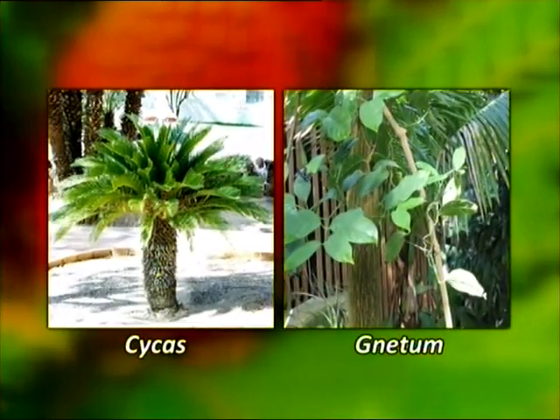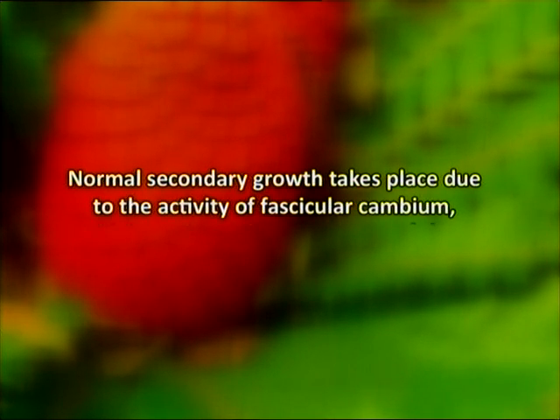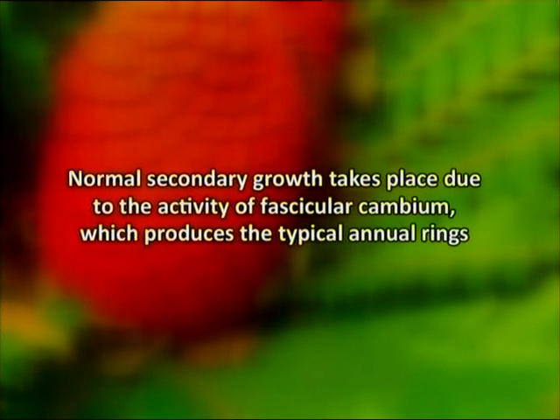Secondary growth is seen in all the members. It is usually normal. However, anomalous secondary growth may be found in Cycas and Gnetum. Normal secondary growth takes place due to the activity of fascicular cambium, which produces the typical annual rings. Internal structure of leaf.